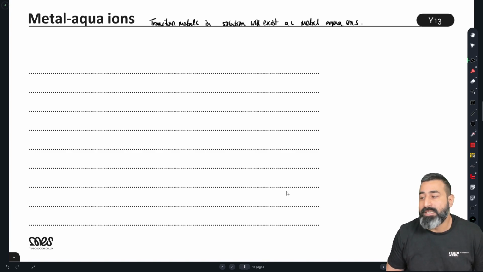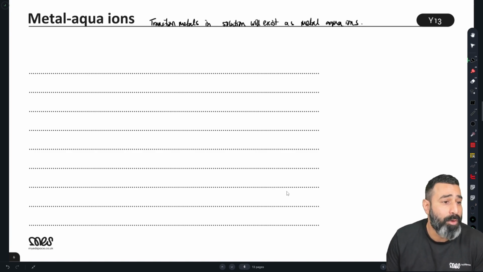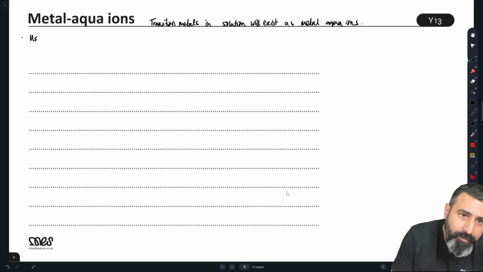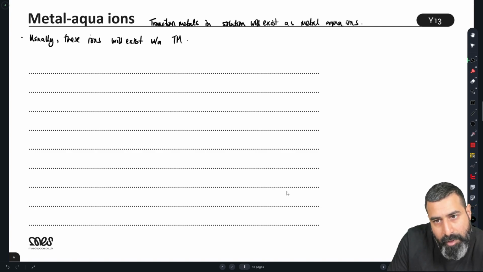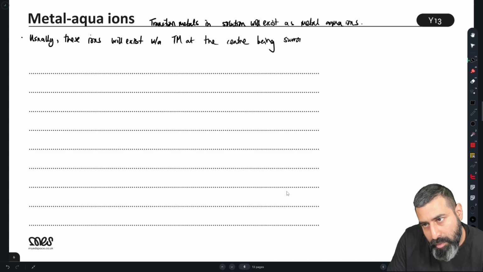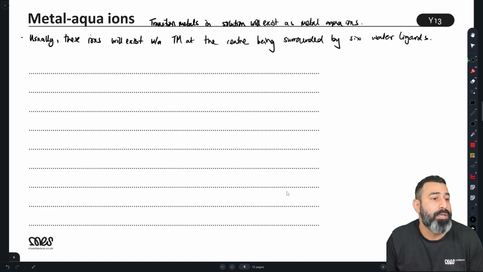So remember, a ligand is a species with a lone pair of electrons that can be donated to the transition metal center, forming a coordinate or dative covalent bond. Okay, so let's just get this down: usually these ions will exist with a transition metal, I'm just going to shorten it to TM, at the center, being surrounded by 6 water ligands in an octahedral complex, usually.